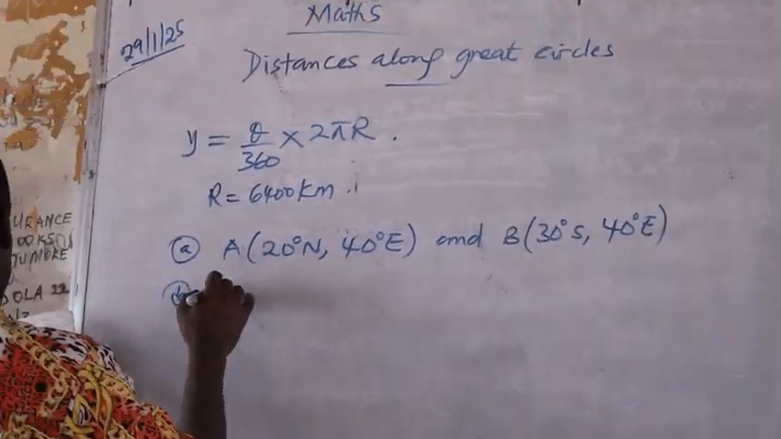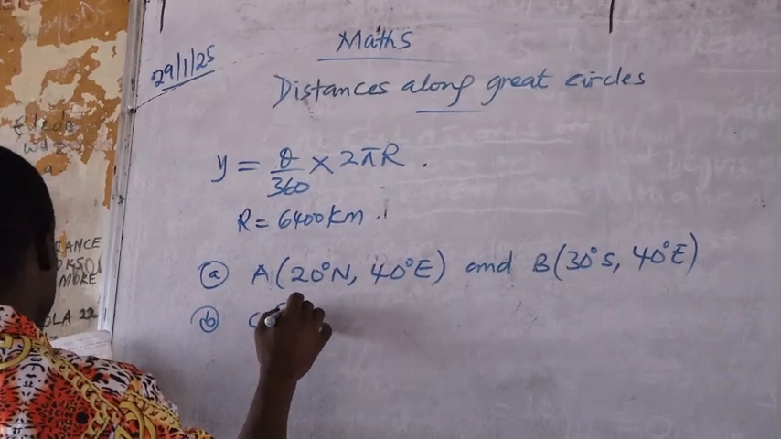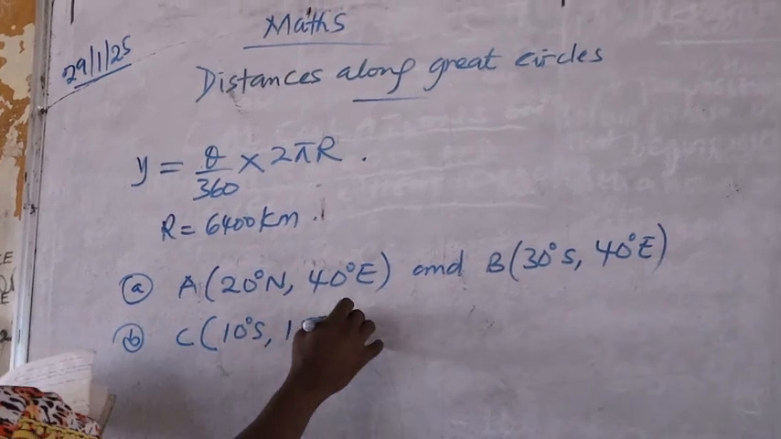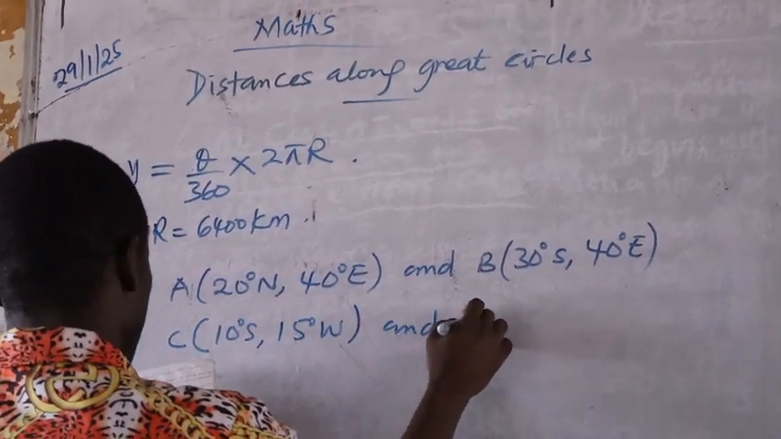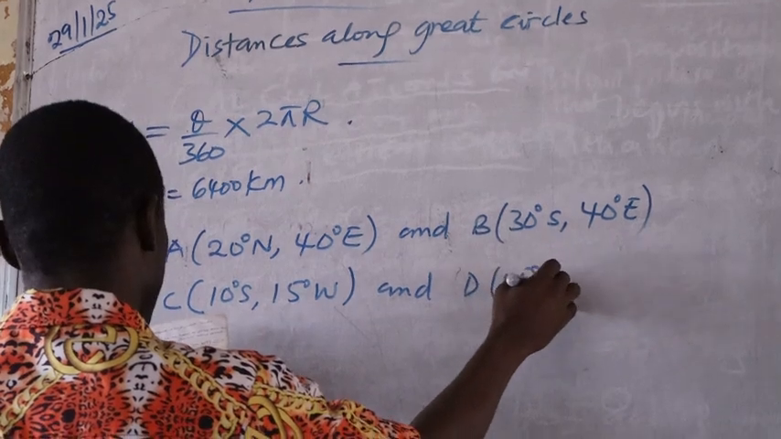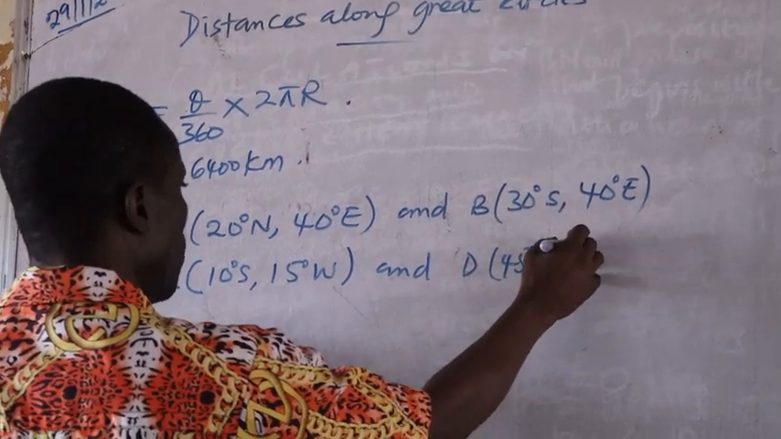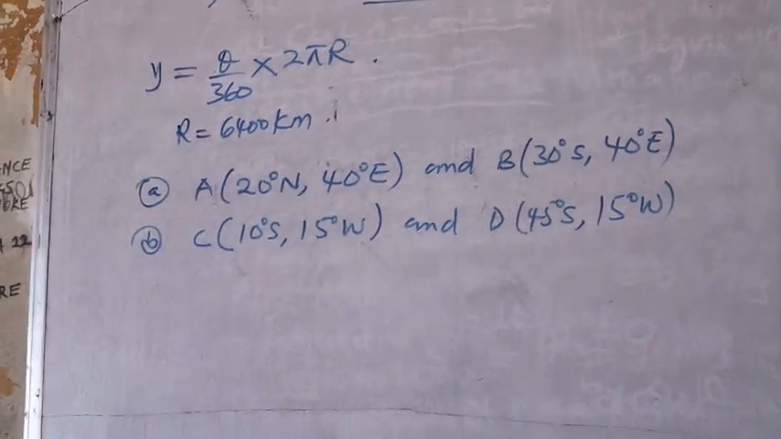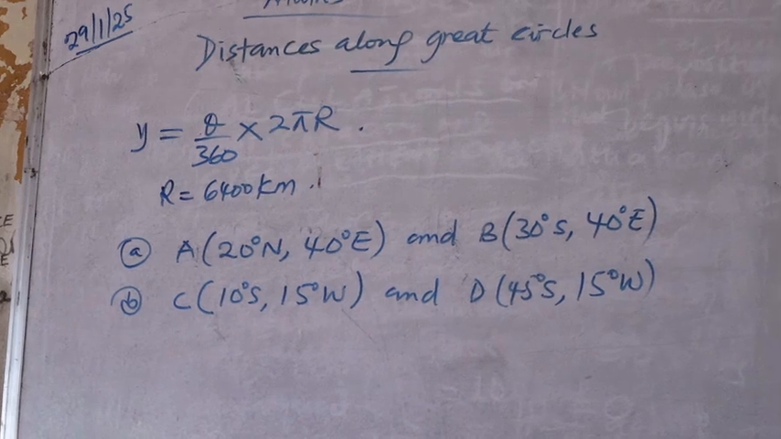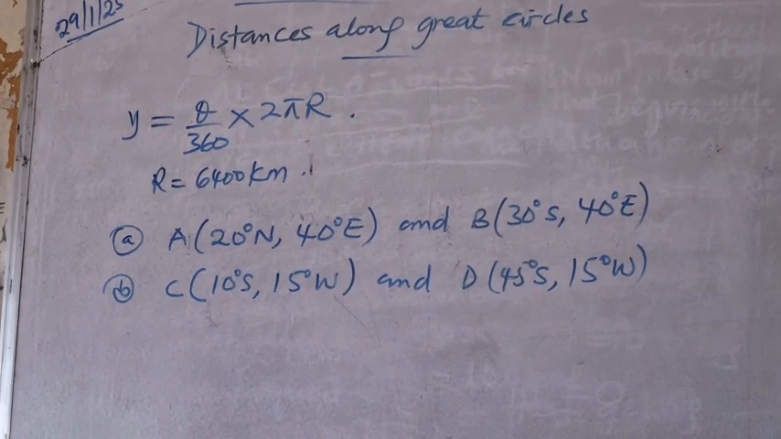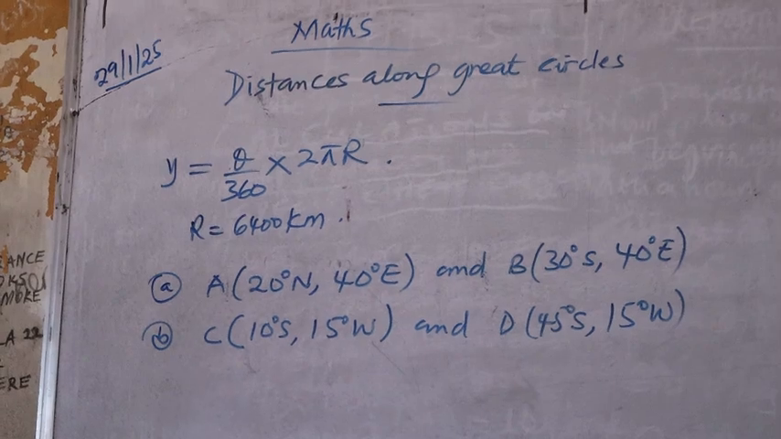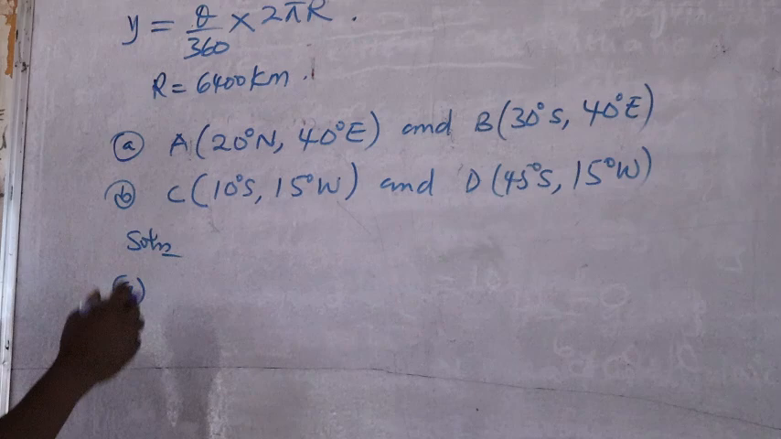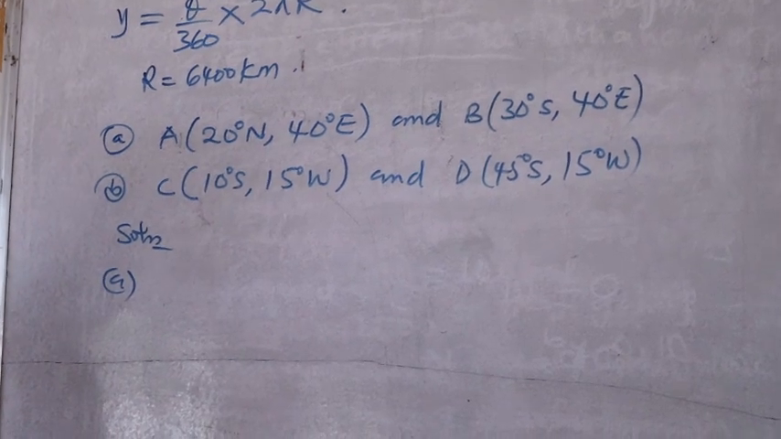Then the second question is C equals to 10 degrees south, 15 degrees west. And D equals to 45 degrees south, 15 degrees west. Now look at these two questions. I'm going to do only one, then you will do the second. Okay? Now look at what they have. I will start by drawing the diagram for the first one. This is the globe. Let me draw the globe on the board.